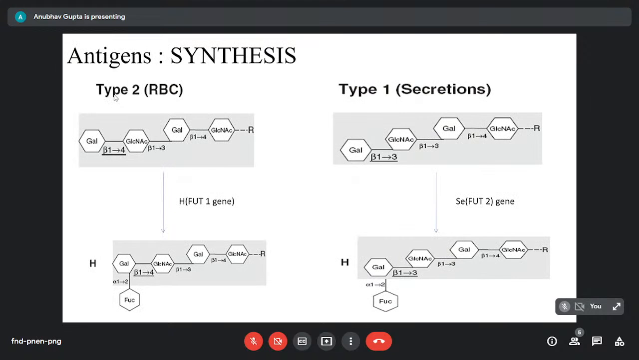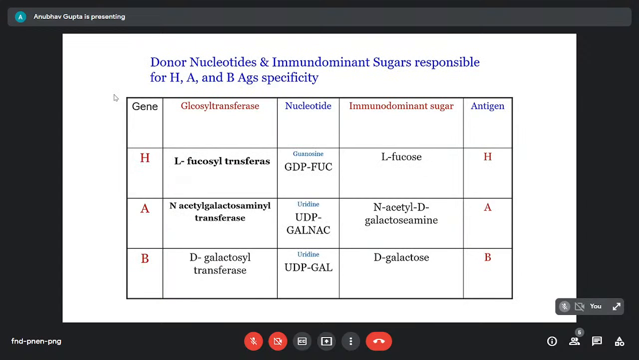Again, the same thing. So this is again the table, just clarifying for you: the name of the enzyme for the H gene is the fucosyl transferase. For the A gene, it is the N-acetyl galactosamine transferase, which is adding the N-acetyl galactosamine sugar to the H substance. And for the B gene, we are having the galactosyl transferase, which is adding the galactose to the H substance. So now comes to the H deficient phenotypes.